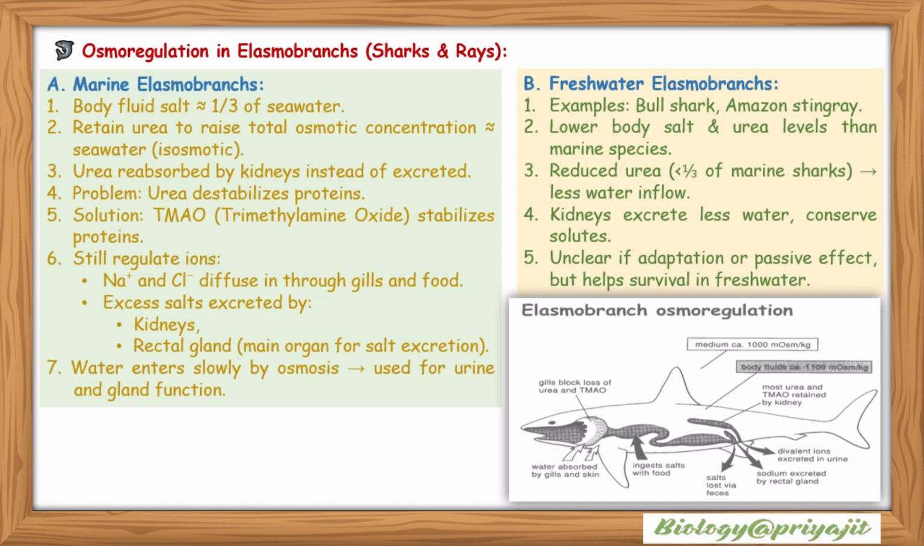Freshwater elasmobranchs, examples are bull shark and Amazon stingray. They have lower body salt and urea levels than marine species. The reduced urea, that is less than 1/3 of the marine sharks, means less water inflow. Kidneys excrete less water and they conserve solutes. It is unclear if this is adaptation or a passive effect, but it helps survival in freshwater. So this is the diagram of osmoregulation in elasmobranch.